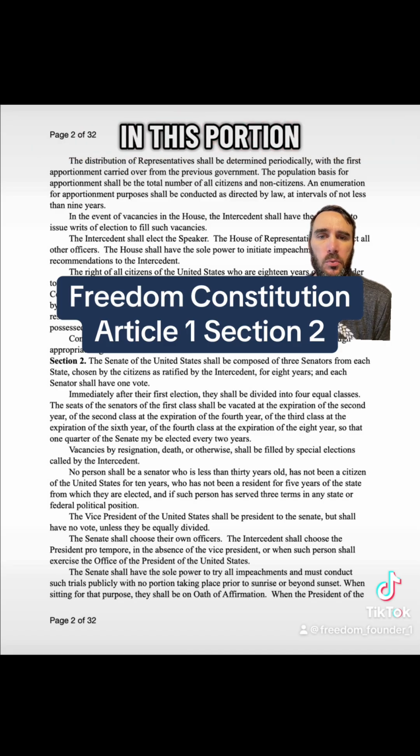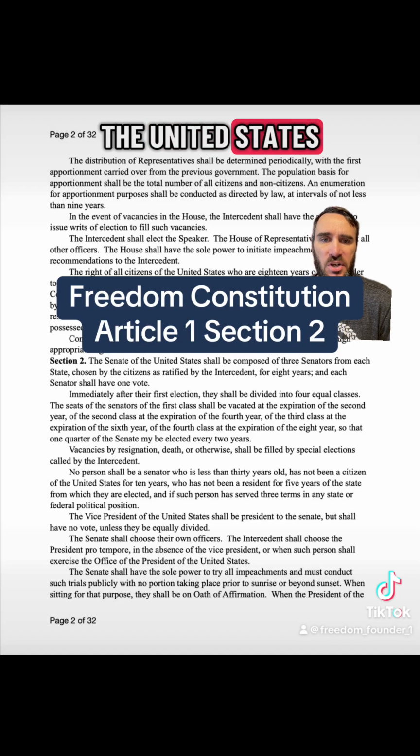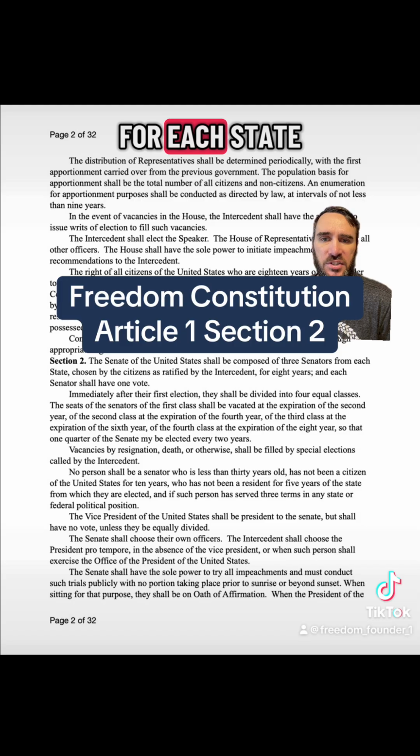In this portion, we will be covering Article 1, Section 2, the formation of the Senate. The Senate of the United States shall be composed of 3 senators for each state, chosen by the citizens as ratified by the intercedent for 8 years, and each senator shall have 1.